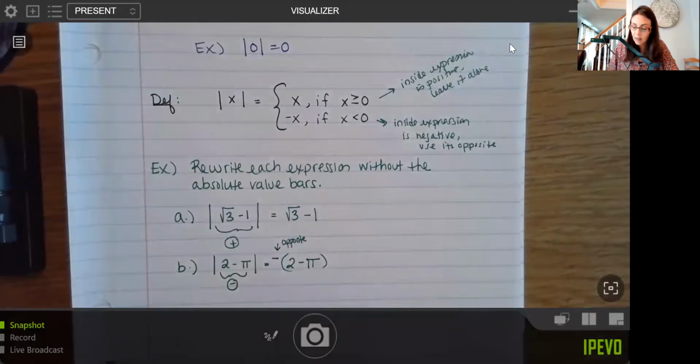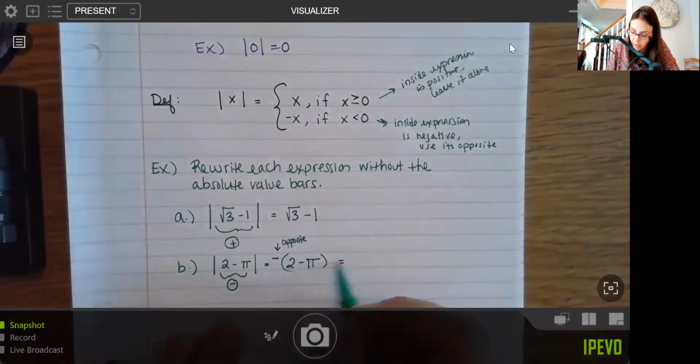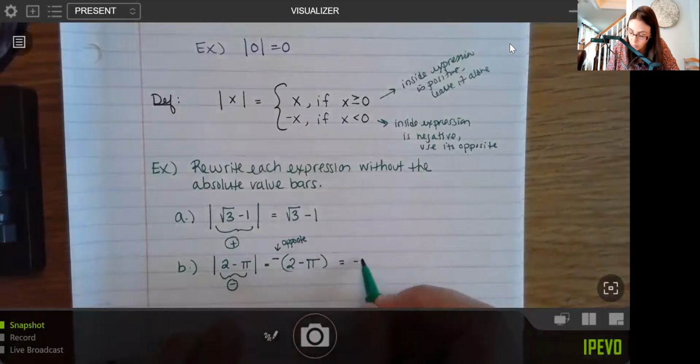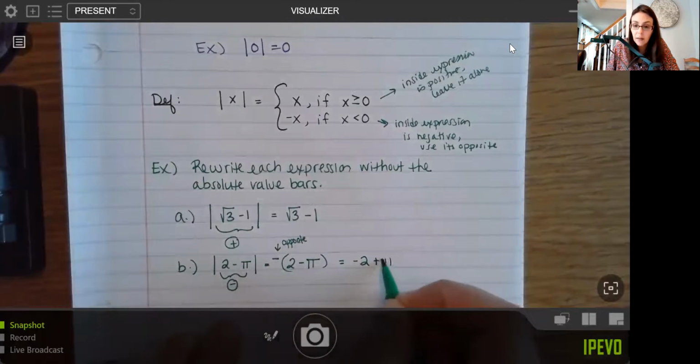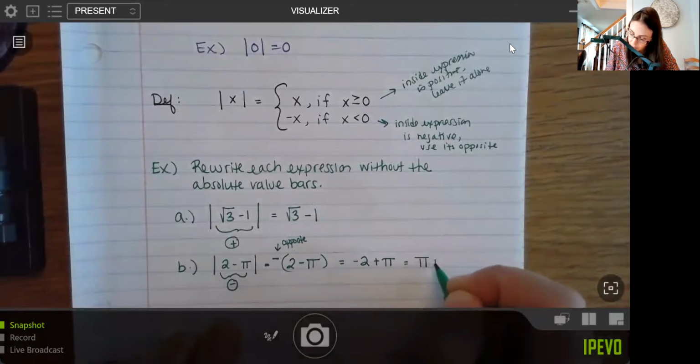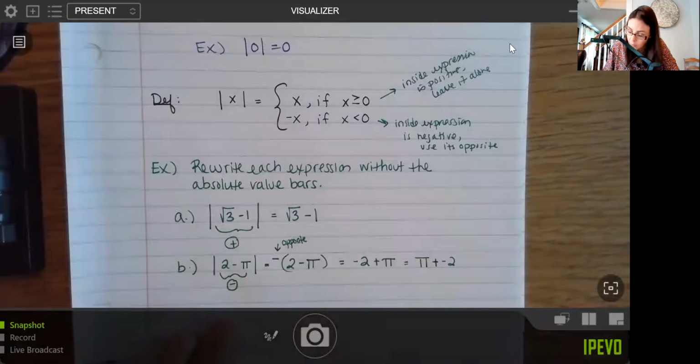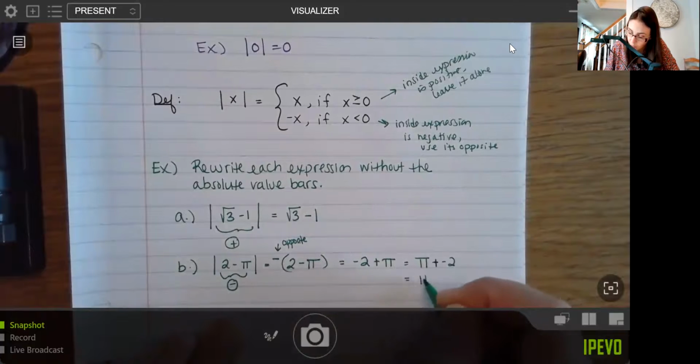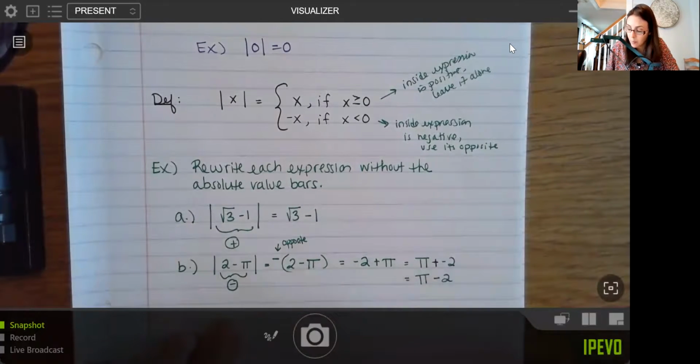And this actually isn't incorrect, but we could simplify it a little bit more. I could distribute that negative through, and I get negative 2 plus pi. A lot of times we do like to write the positive value first. So this is correct, or if you want, adding a negative is the same as subtracting 2. That would be the simplest way that we could write that final result.